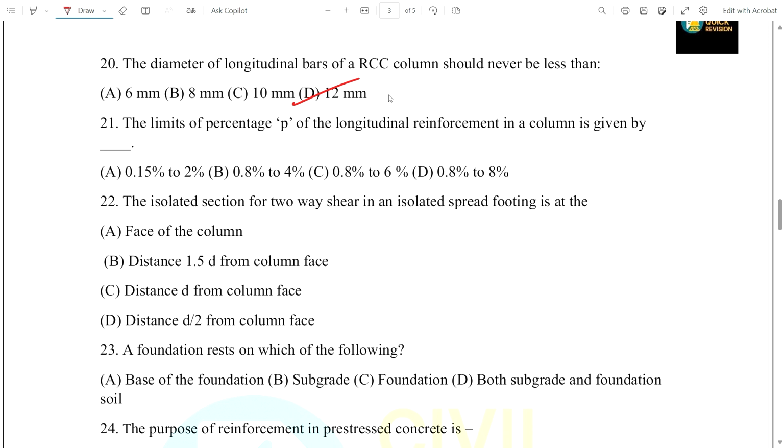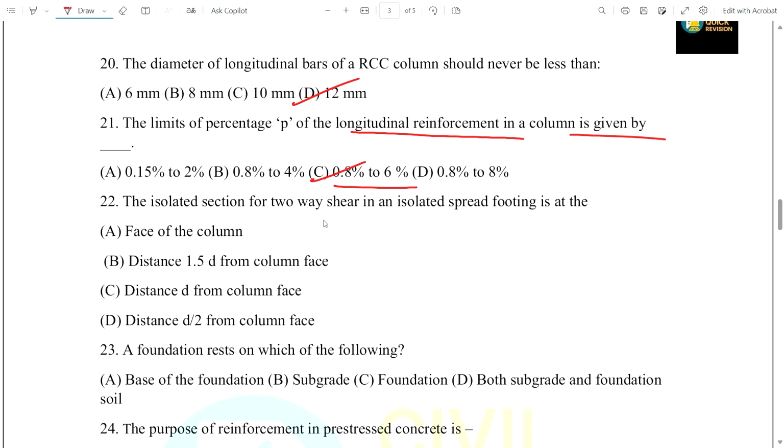Now question number 21. The limit of percentage P of a longitudinal reinforcement in a column is given by, as I have told you, 0.8 to 6%. Option C is the correct one. For 0.8 is the minimum percentage, and 6% is for the maximum percentage of the steel in column.